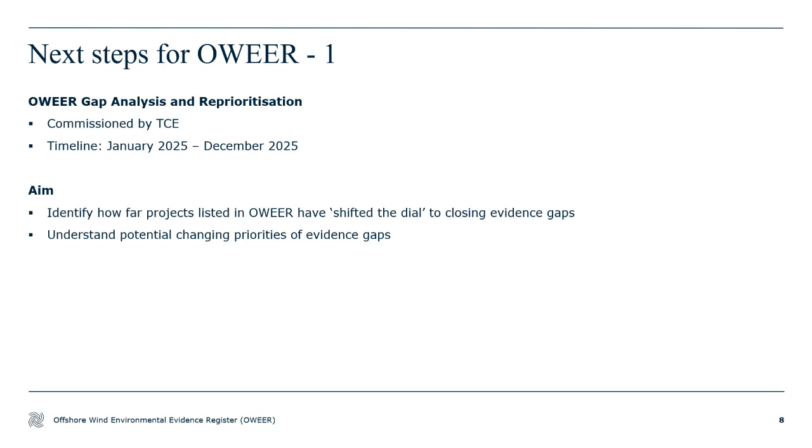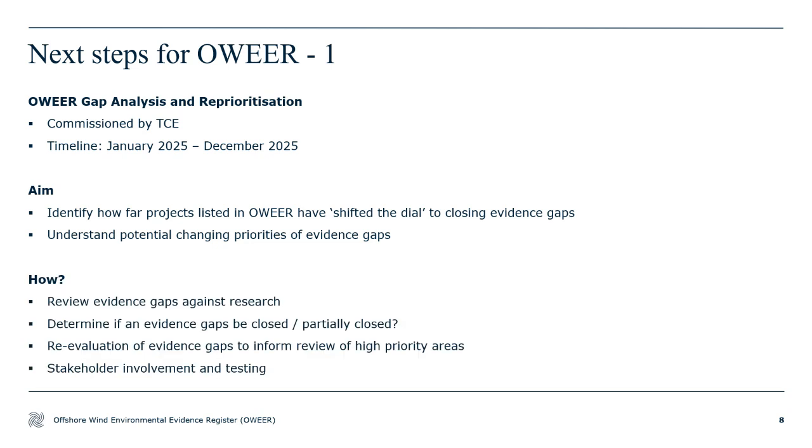This work is very much a rationalization of OWEER and involves a deep dive review of available evidence and research against evidence needs, an assessment of whether evidence gaps can be closed or partially closed, and finally, a reprioritization of evidence needs to identify the most critical, high priority areas and to get a clear understanding of what the most critical evidence gaps are. This work will include stakeholder involvement in testing, and we will be developing a stakeholder engagement plan and be in touch with relevant stakeholders in due course. This will also involve the OWEER Project Advisory Group and OWEER Technical Steering Group.